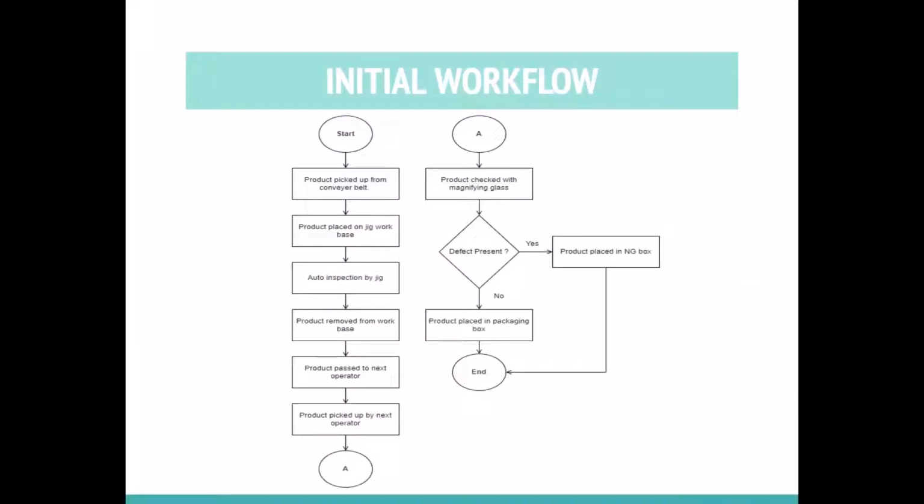Based on this workflow, we can see that there are some work elements that require human intervention. For example, placing product on jig workbase, removing product from the workbase, and passing the product to the next operator. In addition, the appearance check function using magnifying glass is also manual. So our aim is to eliminate any need for operators at these workstations.